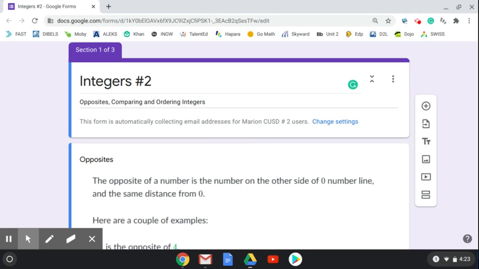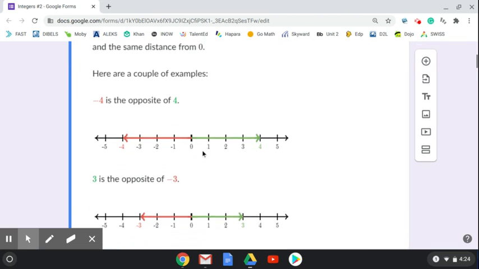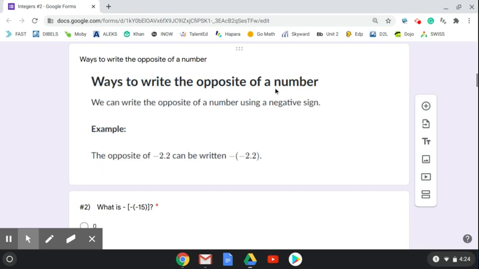Okay, I'm here in integers form number 2 on opposites, comparing and ordering integers. I'm just going to point out a few things in this form. Be sure you read these notes in here. These are to help you complete the problems. So, ways to write the opposite of a number.